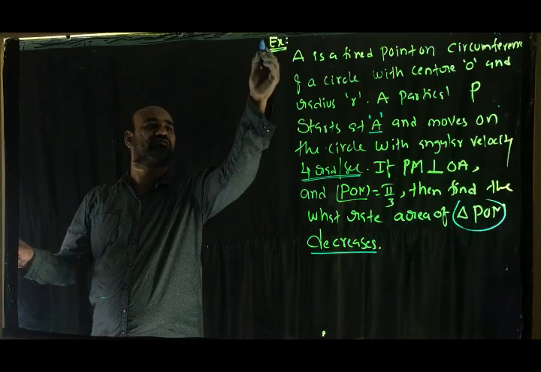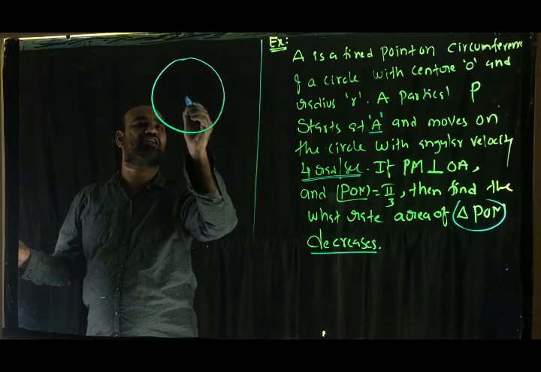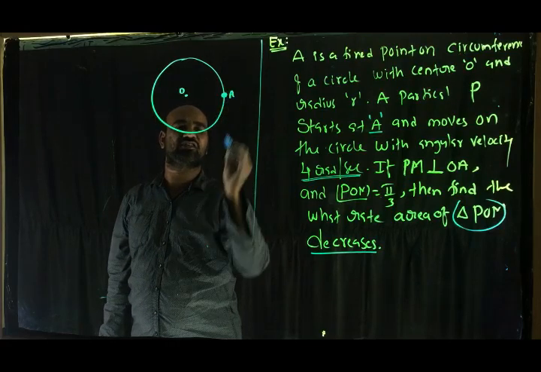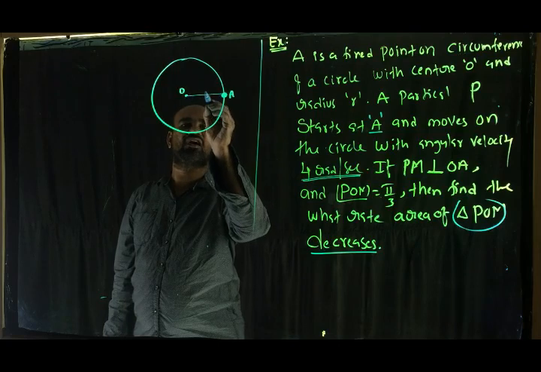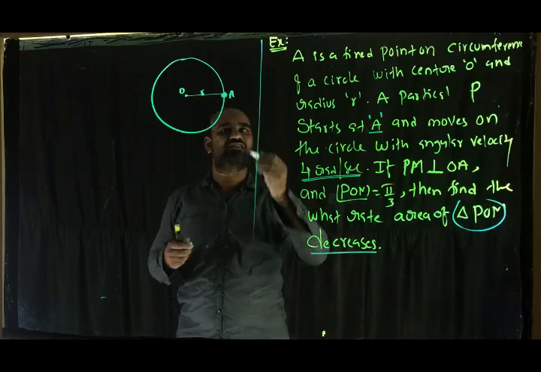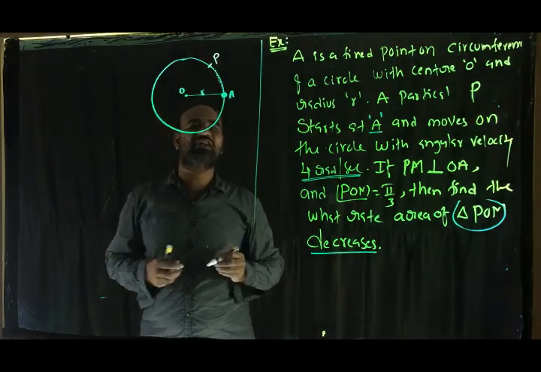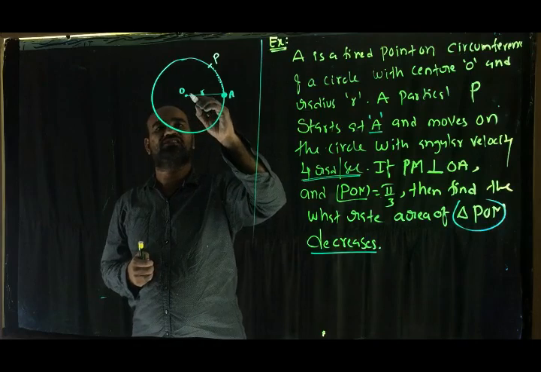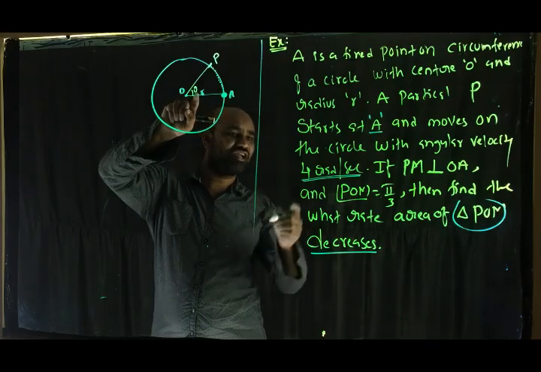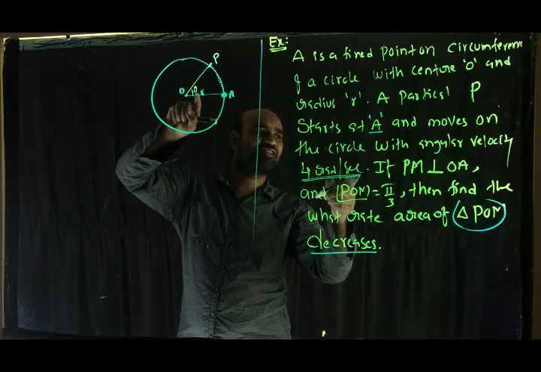So here, this is the circle. The center of the circle is O, and A is a fixed point on the circumference of the circle. OA becomes r. Now the particle is moving on this circle. After some time, the particle is at this point. Let this angle be theta. And theta is varying. At what rate? 4 radian per second.